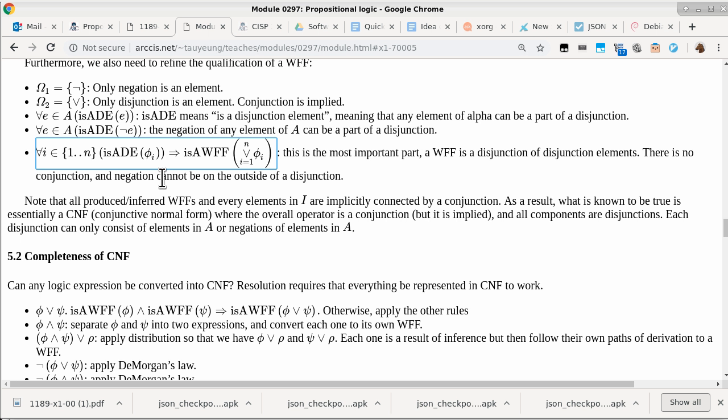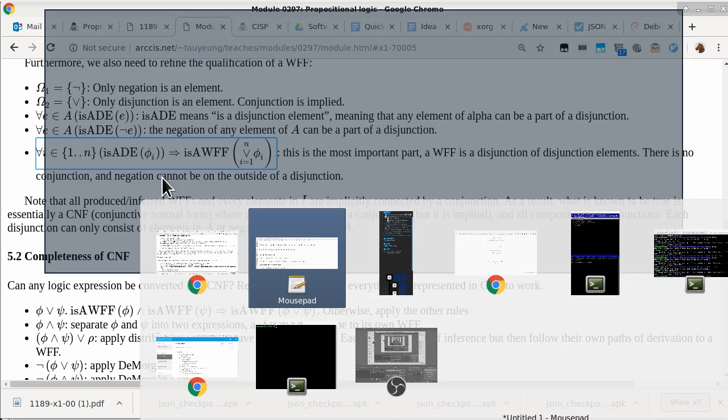Now let's see what this means. This basically says, give me n disjunctive elements. What disjunctive elements are we talking about? Phi 1 all the way up to phi n. Is that okay? Give me a number of disjunctive elements. The or of all of those things is a well-formed formula. Are we good so far? And that's it. This is the whole definition, the new definition of what is well-formed. Are we okay with this or not?